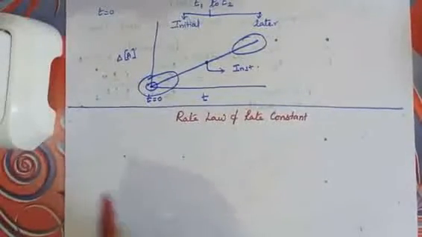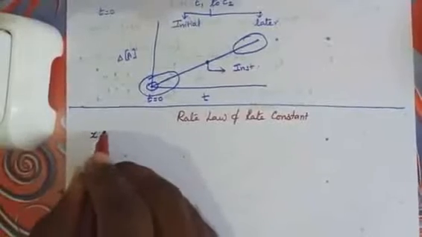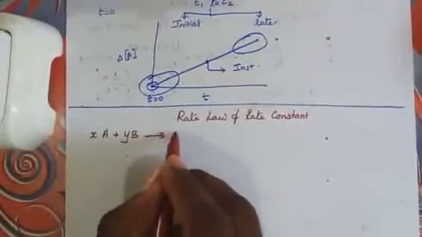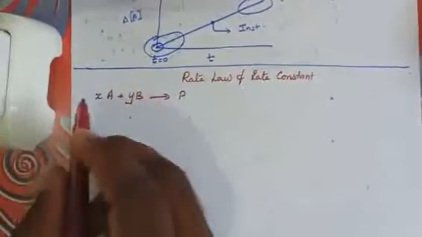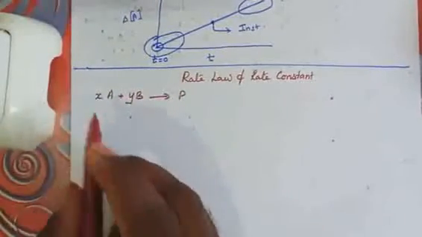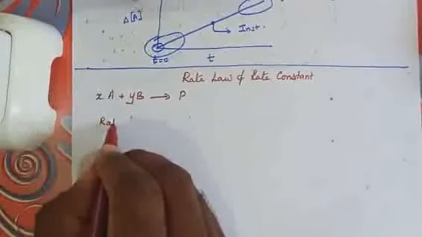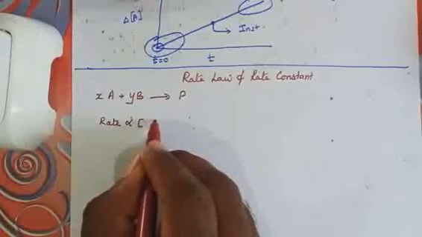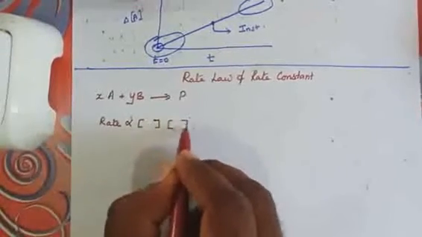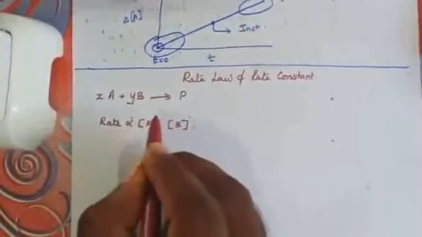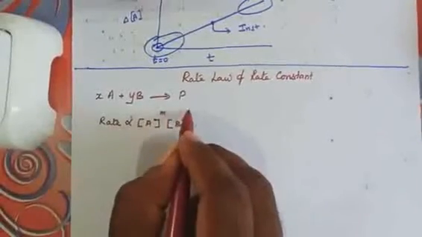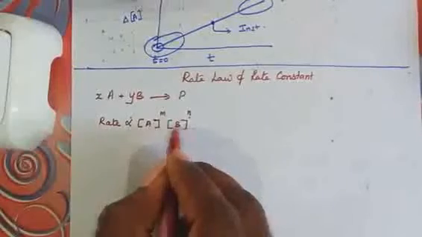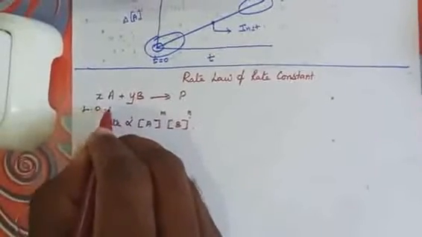Let us consider a chemical reaction: X moles of A react with Y moles of B to give a product. From the above equation, the rate of the reaction is directly proportional to the concentration of the reactants A and B raised to the powers m and n. This rate expression is actually obtained from the law of mass action.